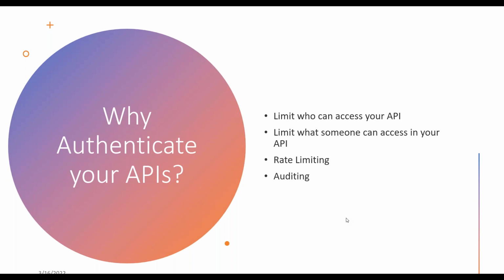So why would you want to authenticate your APIs? Well, for starters, you can limit who can access it. You can limit what they can access within your API. You can impose rate limiting. So if you don't want someone to be able to make thousands of calls per second on your API, you can use authentication to prevent that from happening. You can also audit who's been using your API. These are all reasons you might want to have it. There are others, but these are things to think about if you want to provide a web service for people to access part of the application you've built or maybe data you've stored.